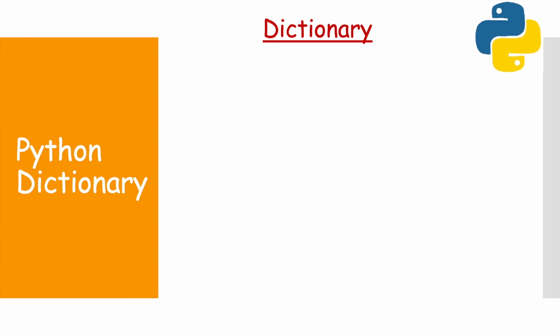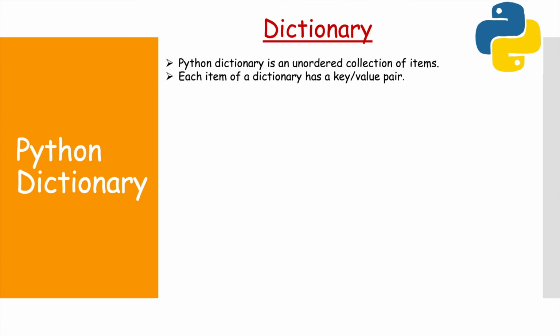Now let's see dictionary in Python. A Python dictionary is an unordered collection of items. Each item of a dictionary has a key value pair. Dictionaries are optimized to retrieve the values when the key is known. Creating a dictionary is very simple. Simply place the items inside the curly braces separated by commas. An item has a key and a corresponding value that is expressed as a pair, that is a key value pair. While values can be of any data type and can repeat, you must remember keys must always be of immutable type and must be unique.